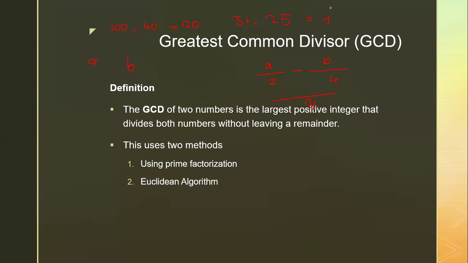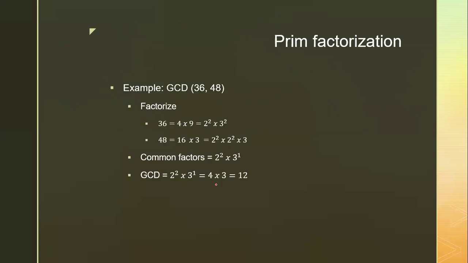So at least you have an understanding of what a greatest common divisor is, right? With that being said, the greatest common divisor of two numbers is the largest positive integer that divides both numbers without leaving a remainder. Okay, so this uses two methods: prime factorization, something like what we've done here, and the Euclidean algorithm. So we're going to look into both of these in just a moment.